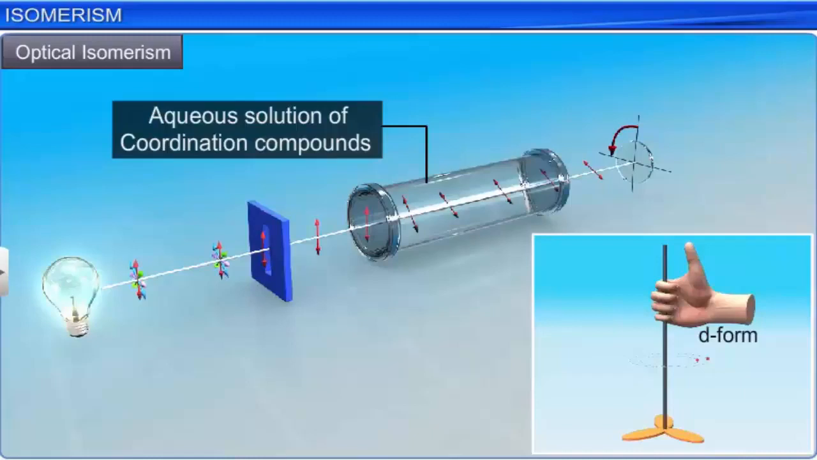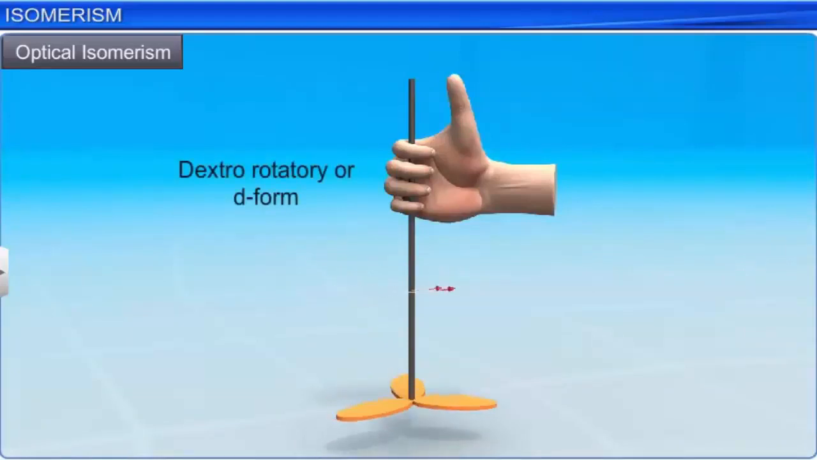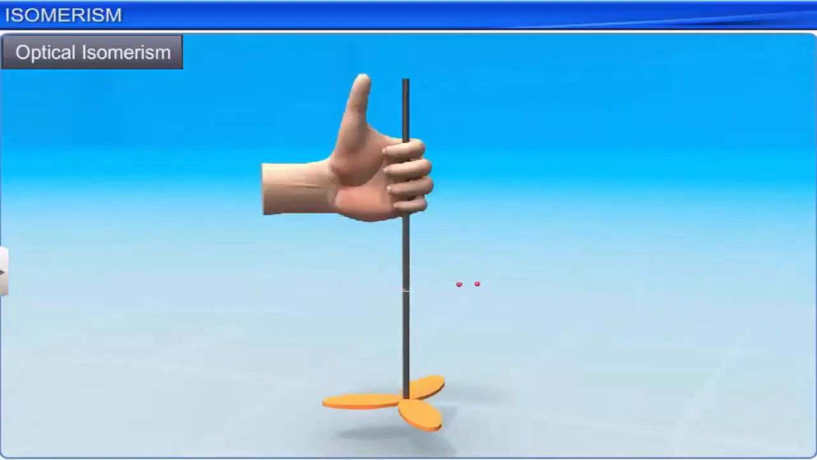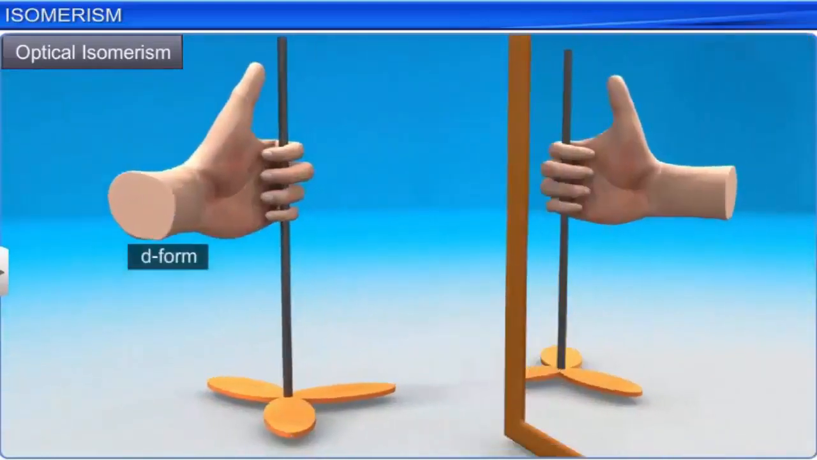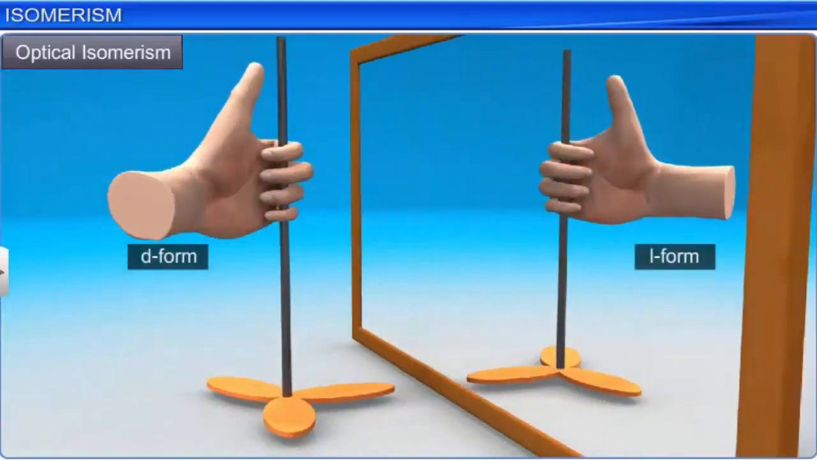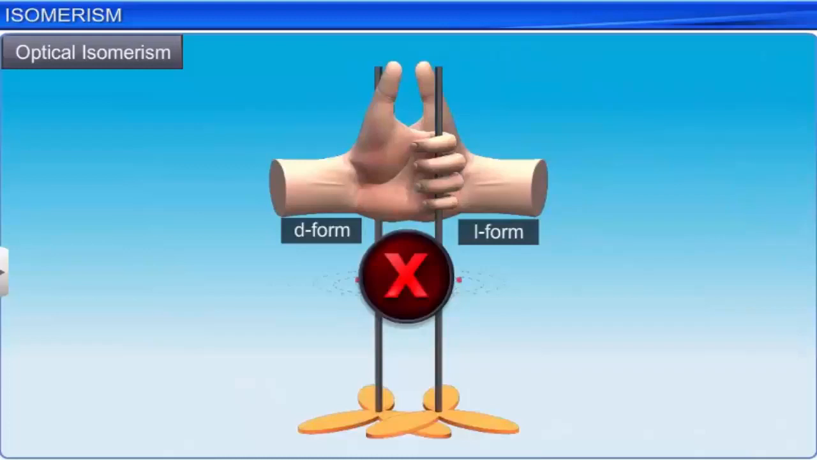Complexes that rotate the plane of polarized light towards the right are said to be dextrorotatory or D-form, while complexes that rotate it towards the left are called levorotatory or L-form. The D and L forms are mirror images and cannot be superimposed on each other. Such molecules or ions that cannot be superimposed are called chiral. Since these forms are related to each other as mirror images, they are commonly called enantiomers.